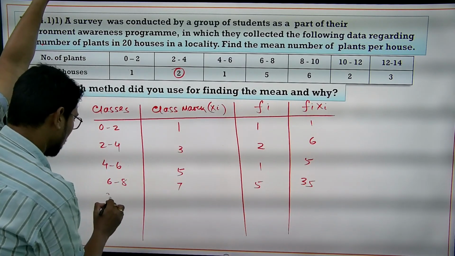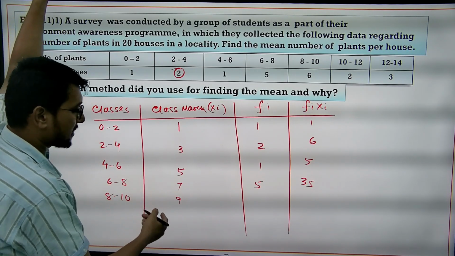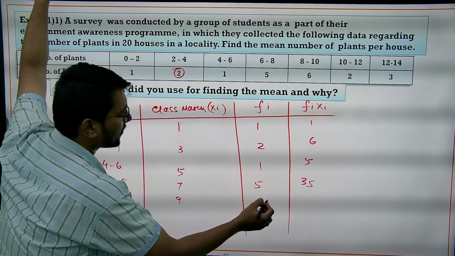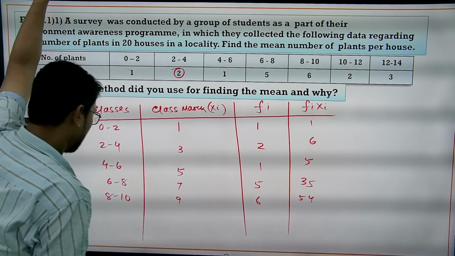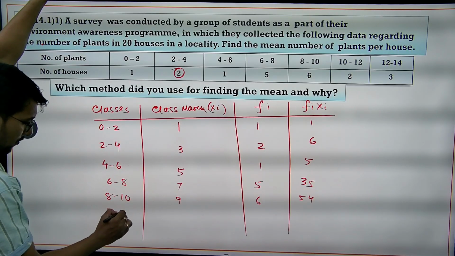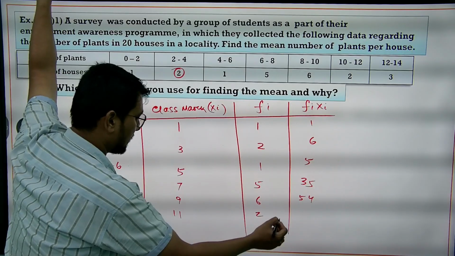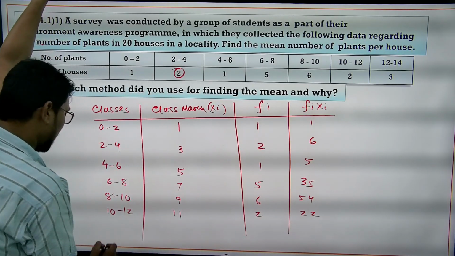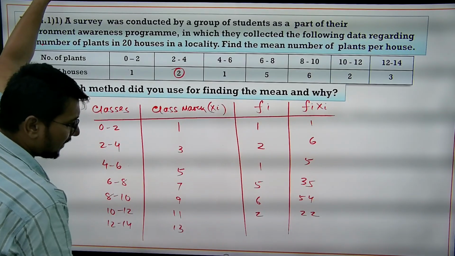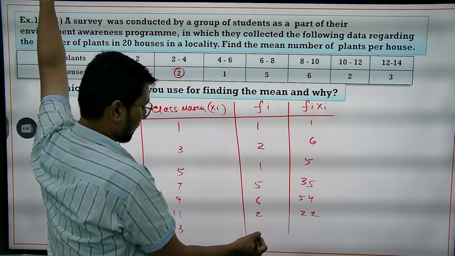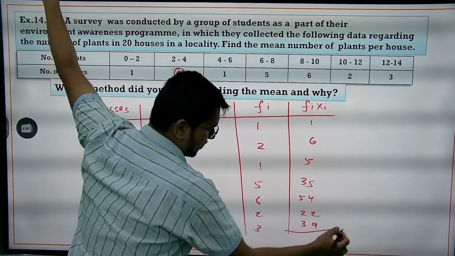Okay. Next 8 to 10. The class mark is 9. And then the frequency is 6, right? 54. And then 10 to 12, that is 11, and the frequency is 2, so that is 22. Then 12 to 14, that is 13, and the frequency is 3, so 39, right? So what is required?